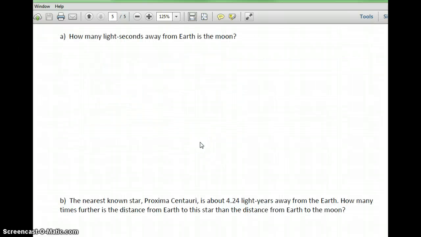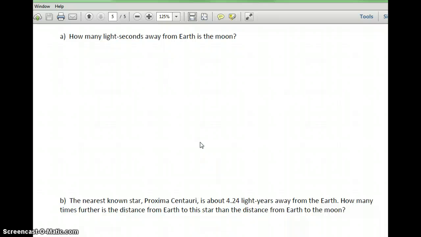Now in the second part, the nearest known star is about 4.24 light years away from the Earth. How many times further is this distance than it is from Earth to the Moon? Okay, so that's a comparison with my answer from part A.